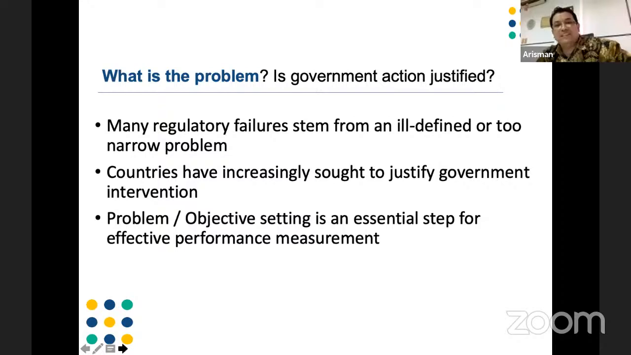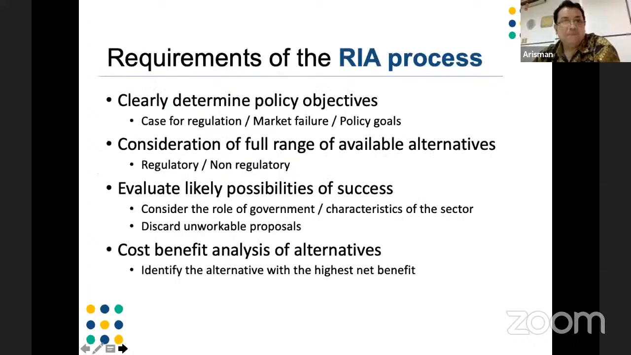So the government, either national government or local government, sometimes when they make a policy, many regulations fail from the beginning because they define the problem too narrowly. And then the problem or objective setting is an essential step for effective performance measurement. This is the requirement of the RIA process.